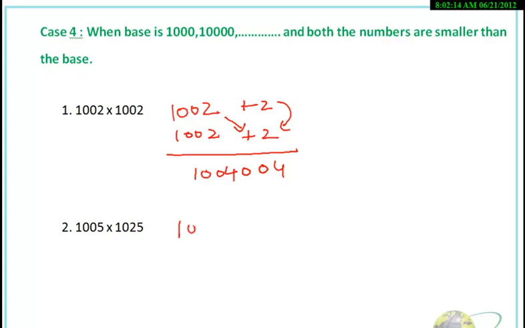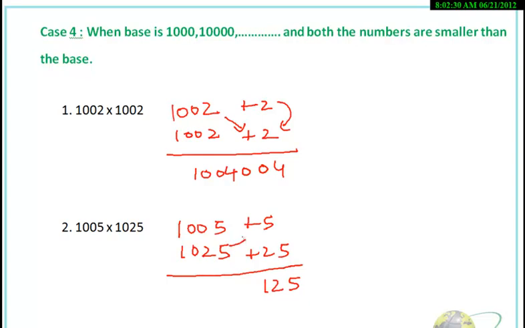In this case, 1025 into 1005. It's plus 5 and it's plus 25. Okay. Now 25 into 5 is 125. We have to fill up 3 digits and we are getting them. And with this addition, 1025 plus 5, we'll be getting 1030.